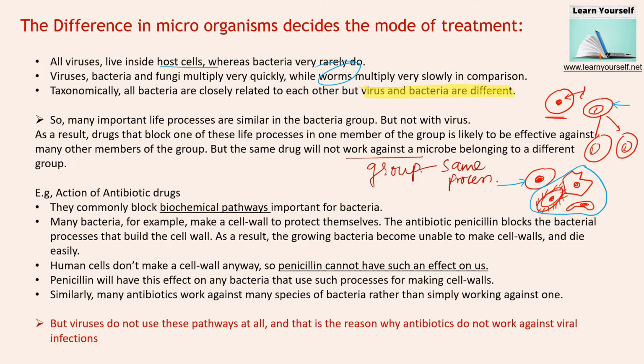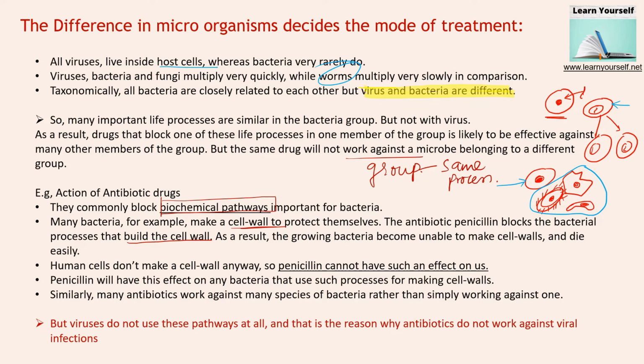Now let us understand with this example the action of an antibiotic drug. How does an antibiotic drug cure us from bacterial infection? They commonly block biochemical pathways. So they attack the bacterial biochemical pathways. How? Many bacteria, for example, make a cell wall to protect themselves. The antibiotic penicillin blocks the bacterial process that builds the cell wall. As a result, growing bacteria become unable to make a cell wall and die easily.